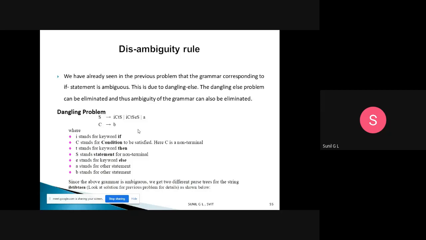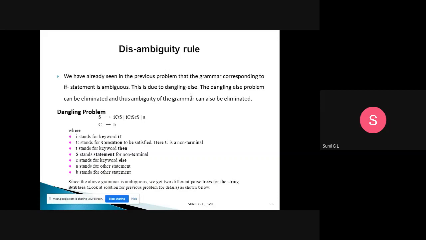In the previous class, using this grammar we derived S to ICTS and ICTSES A. For the same string we derived two parse trees, and it is ambiguous. This is due to the dangling else. That example I have given is the dangling else. If the dangling else problem is eliminated, the ambiguity of the grammar is also eliminated.